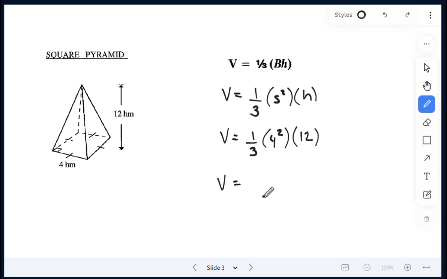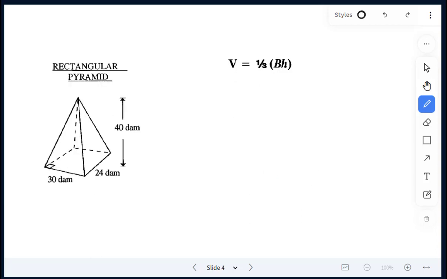And when we're putting this in your calculator, you can type in 1/3 times 4 squared times 12. Another way you can type it in is the 12 times the 4 squared and then divided by 3. So a couple ways there to type that into your calculator. I'd like you guys to try that, whatever you feel comfortable doing. Your answer should be 64 hectometers cubed. Give that a try.